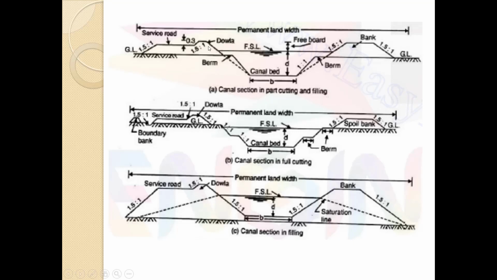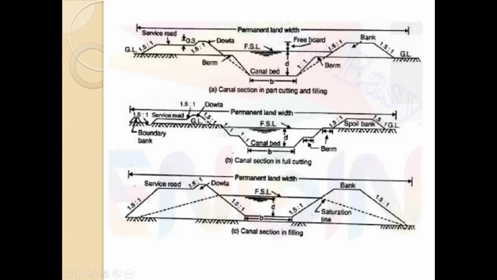that is, the canal section in the part of cutting and filling. Here you can see the slopes, this is the canal bed, and these are the berms, where a 1:1 slope has been given. Then banks are there. Then this is the FSL, and freeboard has been given. So this is the section partly in cutting and filling. Some part has been used for cutting and some for filling. Now this is the section in full cutting. Here you can see the ground level. This part has been filled and this part has been cut.